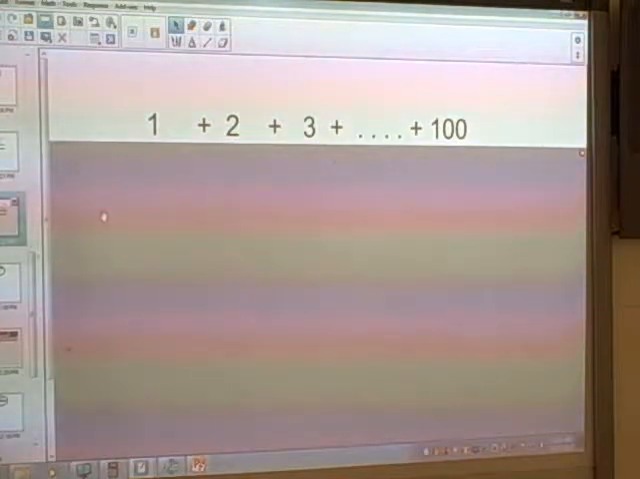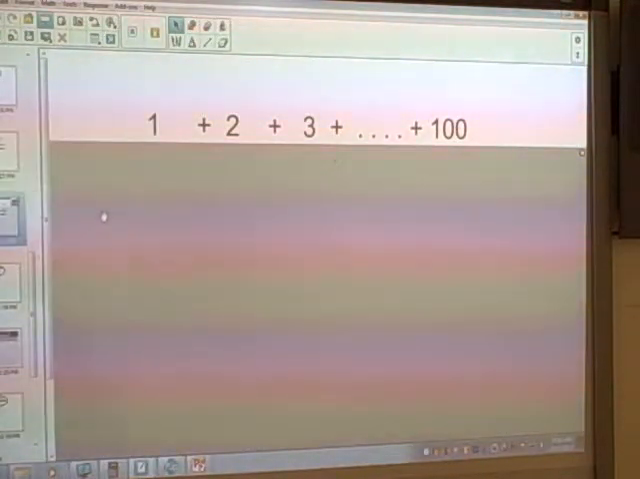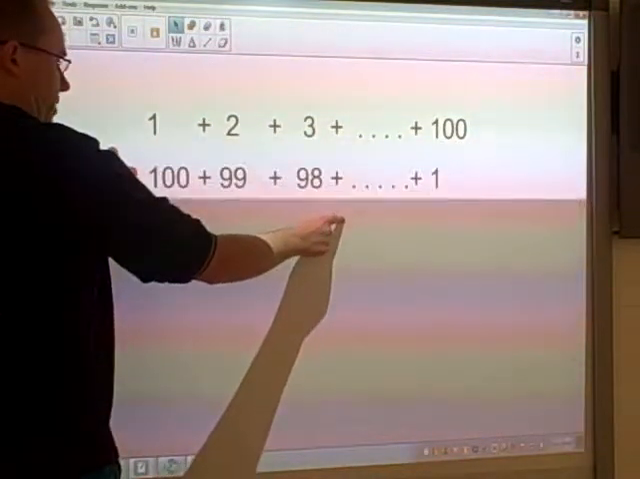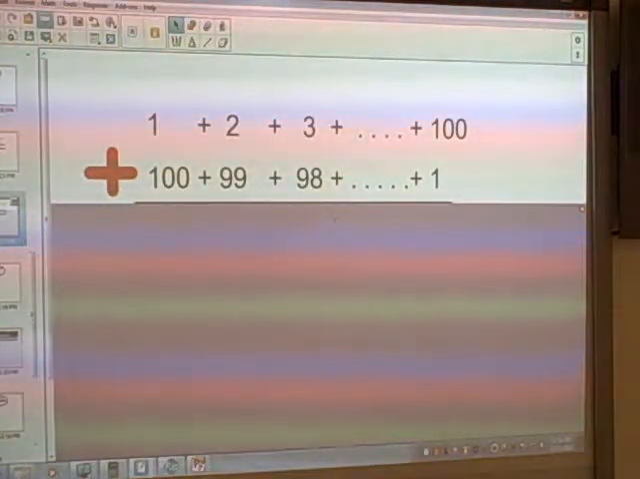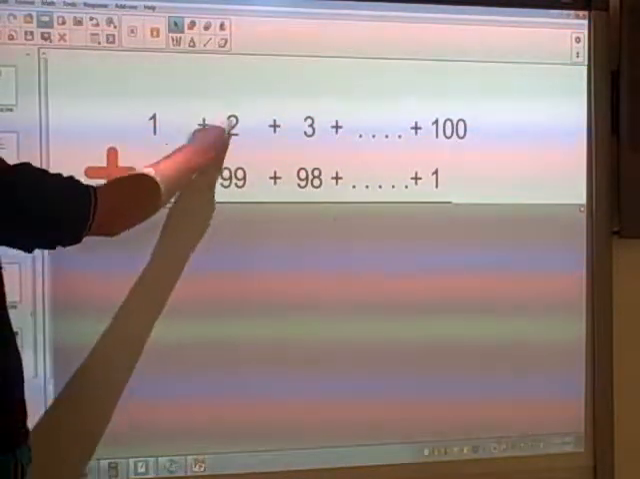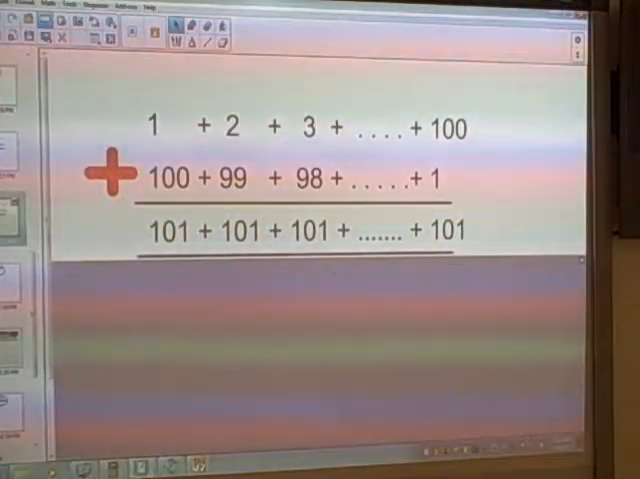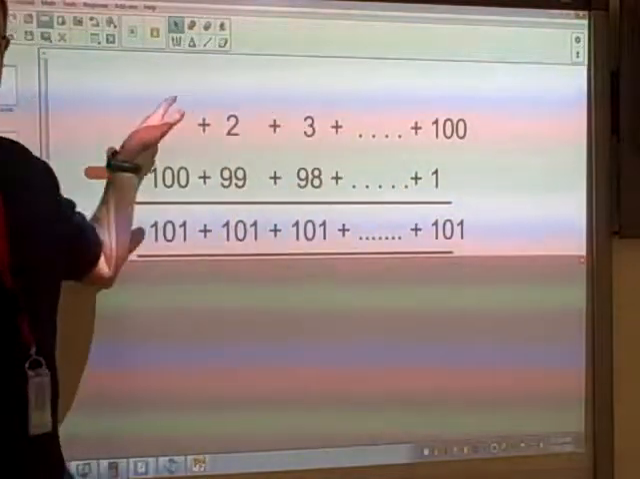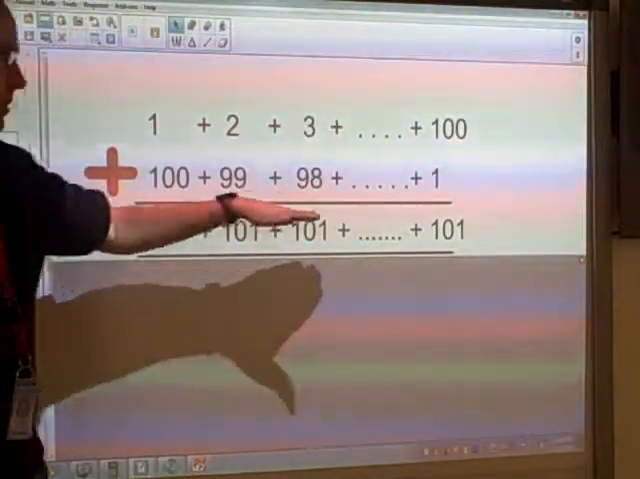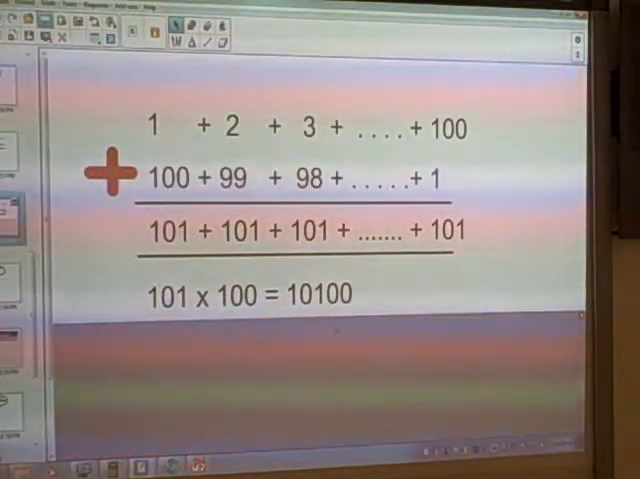Now this is actually a problem that was solved in the 1780s by Carl Friedrich Gauss, who, like I said, was only 8 years old at the time. And the way he solved this problem was not to do it like this. But what he noticed was if you wrote the sequence backwards and then added the two numbers together, when you add this together you get 101. When you add this together you get 101. In fact, every term turns out to be 101. And because of the way we've set this problem out, there's 100 numbers here and they all add up to 101. And 101 times 100 is 10,100.